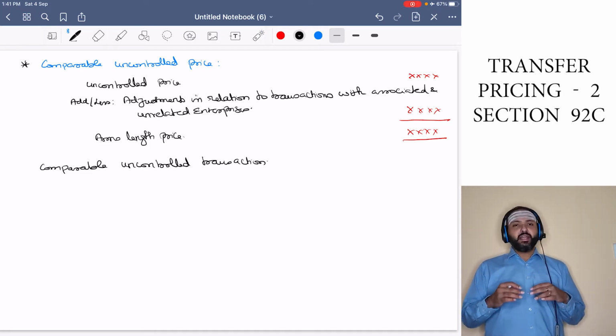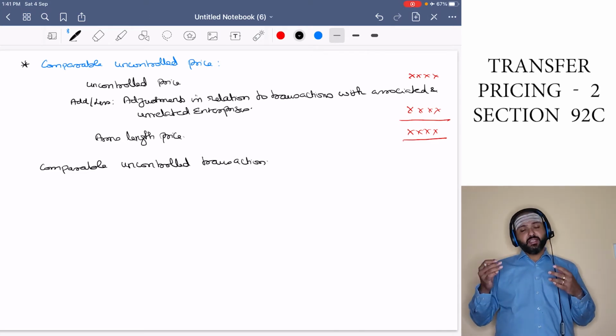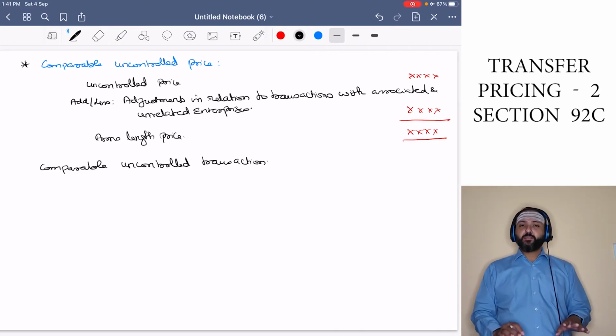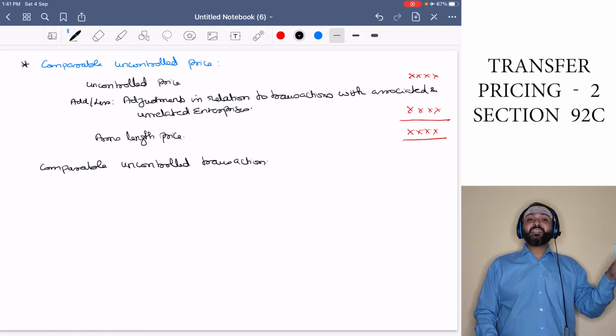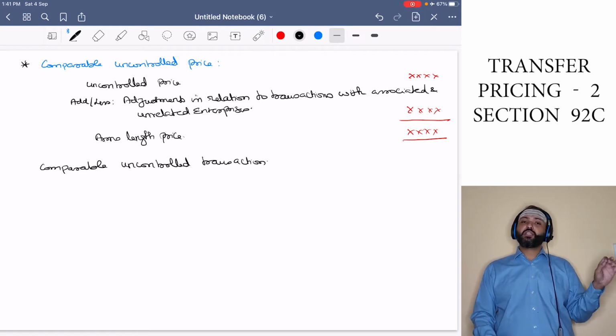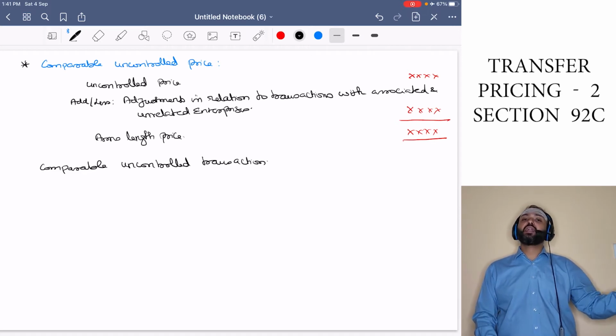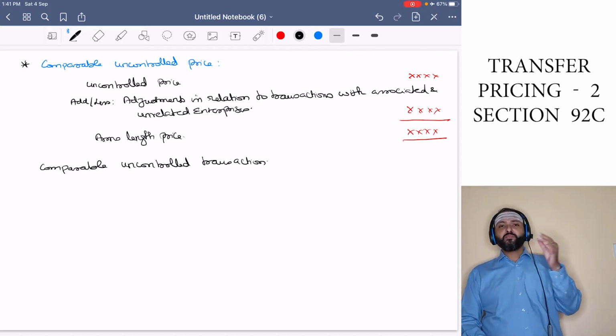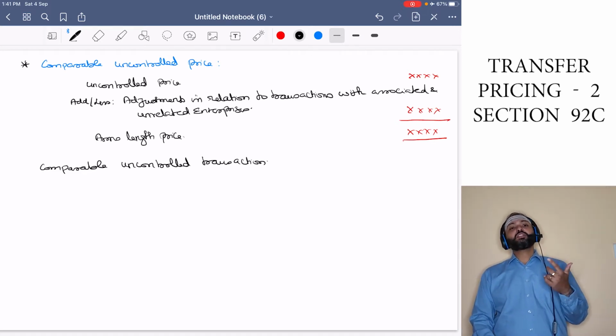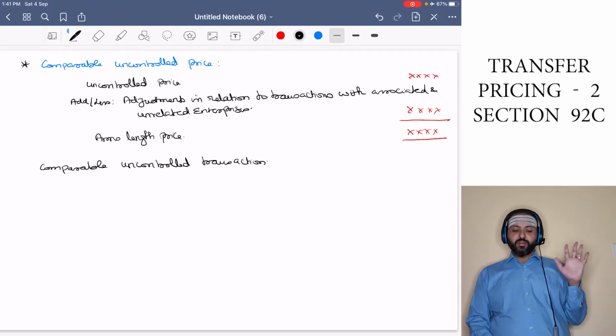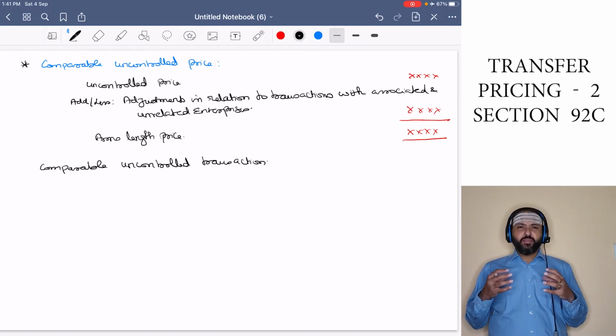Or I sell entirely to an unrelated party, for example. Can I still apply the comparable uncontrolled price method? Yes, provided exactly the same type of product is being sold by two different unrelated parties. That is why there is a concept of internal comparable uncontrolled price and external comparable uncontrolled price. Right? Too many concepts have been packed in.